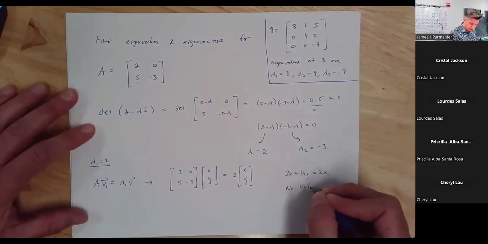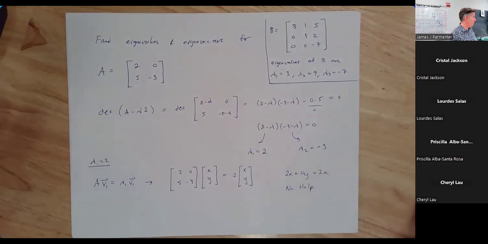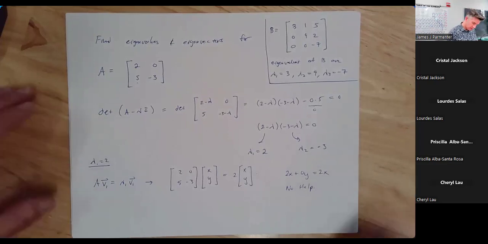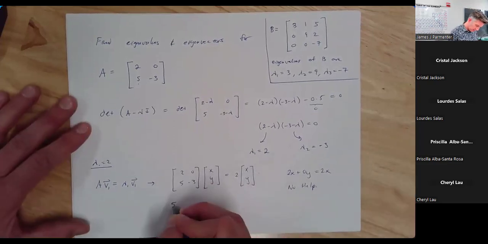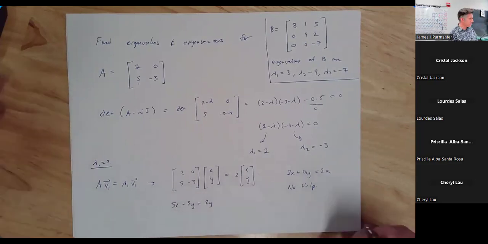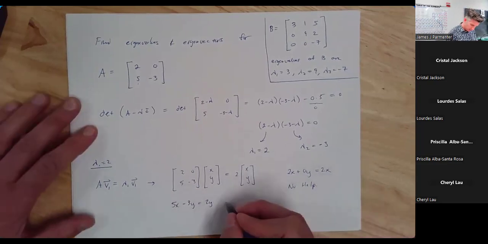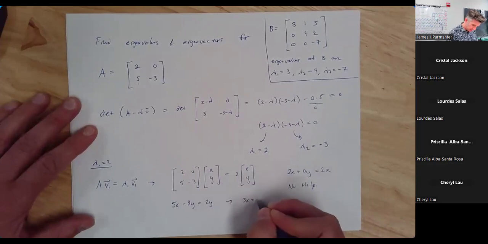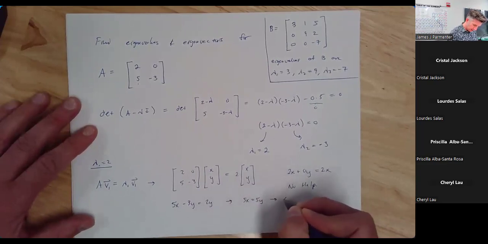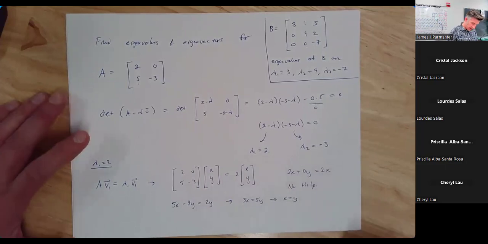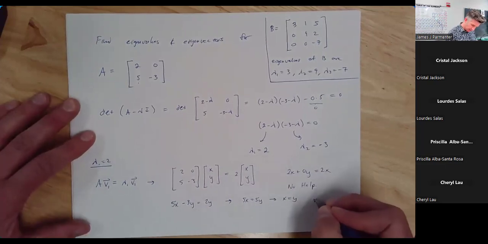So sometimes one of the equations won't help you, and then you go to the other one. The other equation is going to be 5x minus 3y equals 2y. And this one does help us. We get 5x equal to 5y. We get x equal to y. So the eigenvector here that I would pick would be the vector 1, 1.